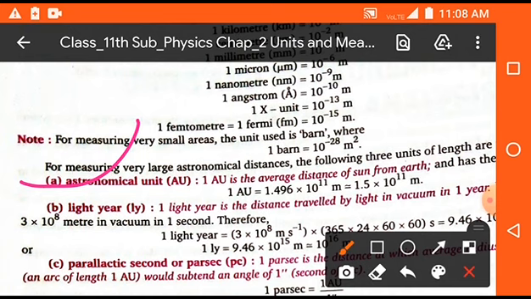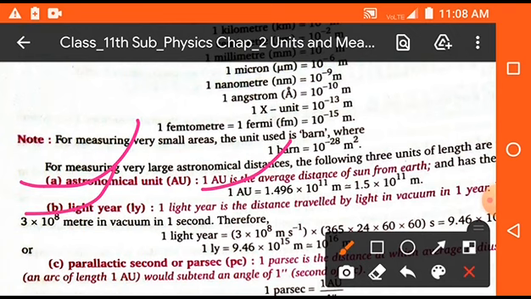One astronomical unit is the average distance of the sun from the earth, and its value is 1 AU, equal to 1.496 into 10 to the power 11, approximately 1.5 into 10 to the power 11 meter. So it is a larger unit of distance.